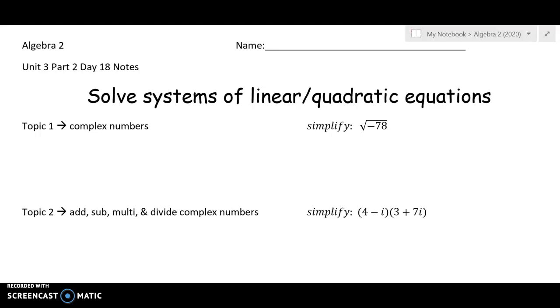Okay, we're on day 18 notes. The topic for today is systems of linear and quadratic equations. So we've done linear, you did that in Algebra 1, just straight lines, and then quadratics is what this unit is all about. That's that parabola shape. So we're going to combine a line and a parabola and see what kind of solutions they have.